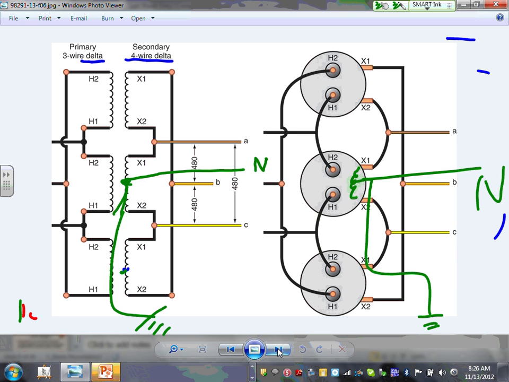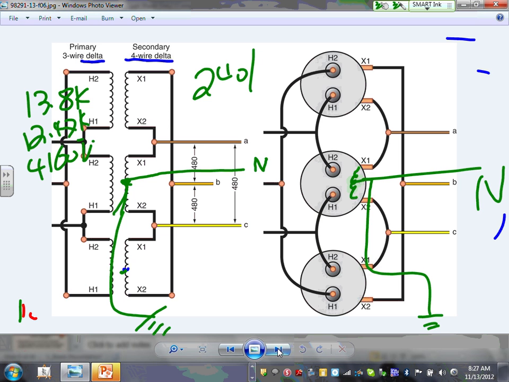Any comments, guys, about this? Any questions? So that could be a delta-delta. This is common if it's 4-wire. Then in a case like this, guys, the primary here could typically be 13.8K, 12.47K, or 4160 volt. The secondary is almost always 240/120 volt 3-phase. You guys remember, this is the only way you can get 3-phase 240/120, from center tab delta.